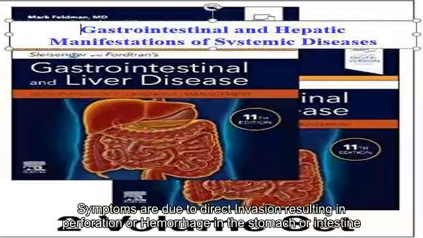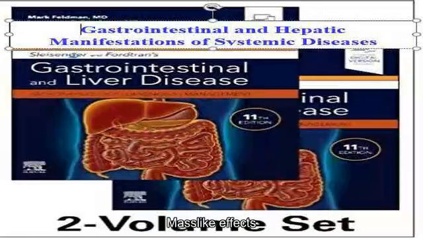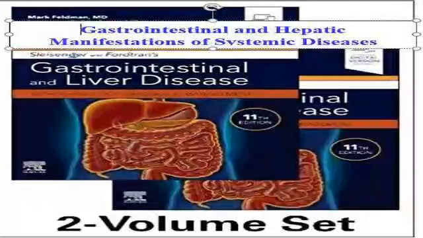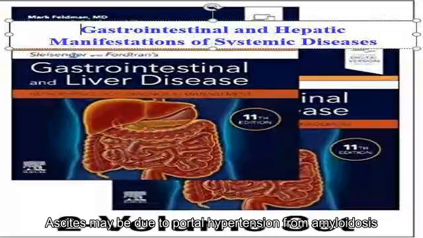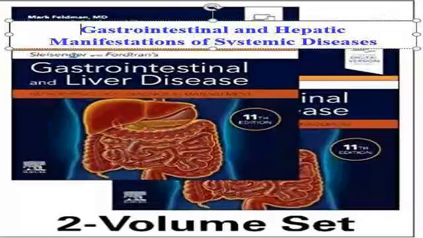Symptoms are due to direct invasion resulting in perforation or hemorrhage in the stomach or intestine, mass-like effects with gastric, intestinal, or biliary obstruction, and production of ascites. Ascites may be due to portal hypertension from amyloidosis, malignant infiltration of the liver, heart failure, malignant seeding of the peritoneal cavity, or infectious causes, e.g., tuberculous peritonitis.